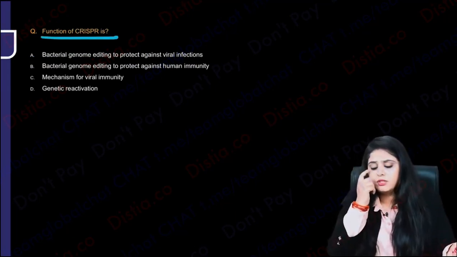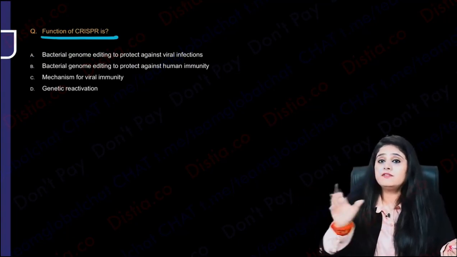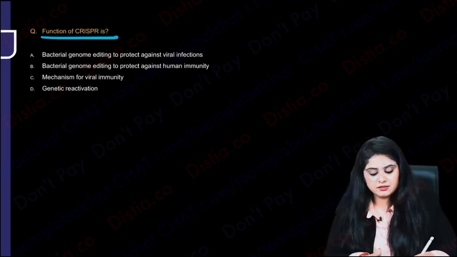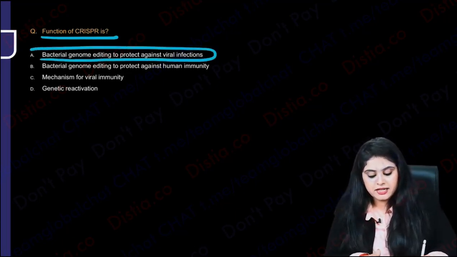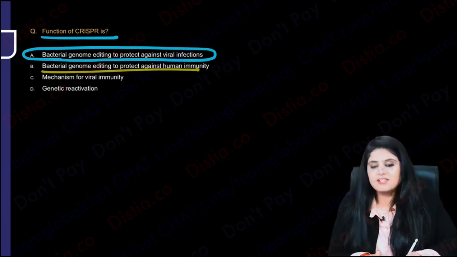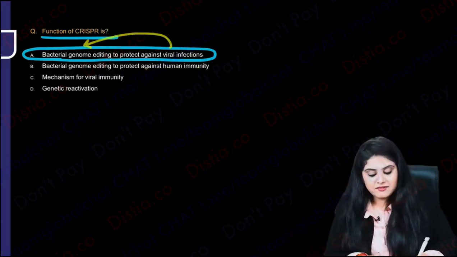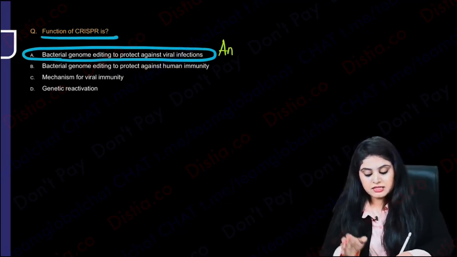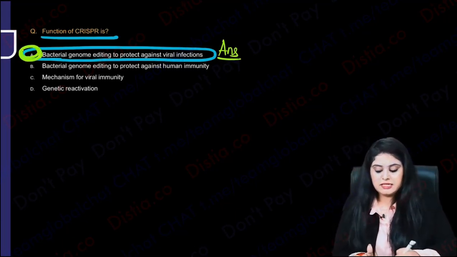Another question. Function of CRISPR, the last question that you have. Come on, what was CRISPR? CRISPR was, there was a bacteria and that bacteria was trying to protect itself against some viruses or other bacteria. So, bacterial genome to protect against viral infections? Yes. Is it bacterial genome editing to protect against human infections? No. We are not infecting the bacteria. Some virus is going and infecting the bacteria and that is why it was taking that virus ka screenshot, remember? So option A is going to be the correct answer.